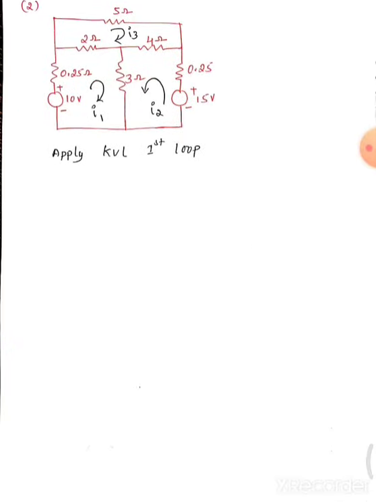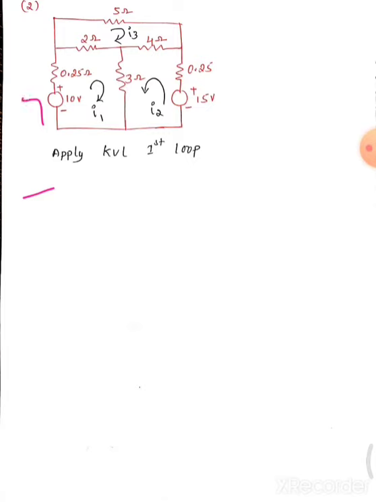Obviously there are 2 voltage sources, and then we have a third loop. As we have said, as many loops as there are, that many equations you get. So let's apply KVL for each loop. First, apply KVL for the first loop.